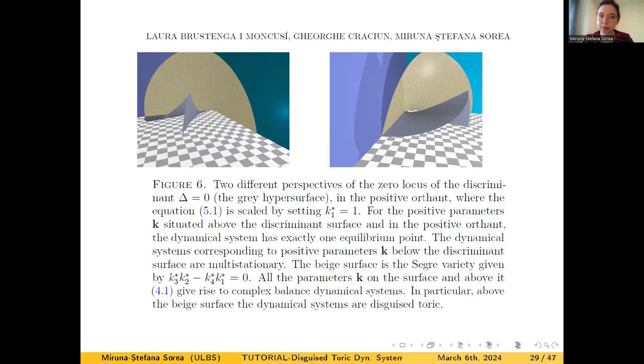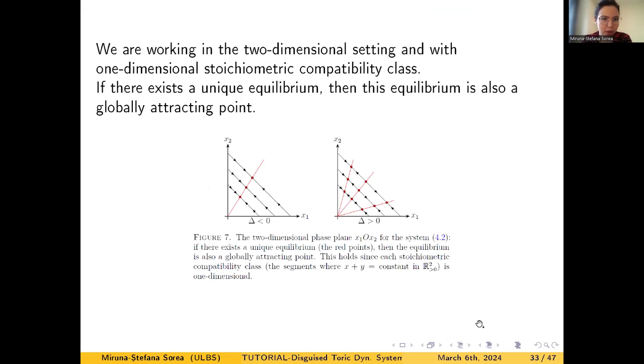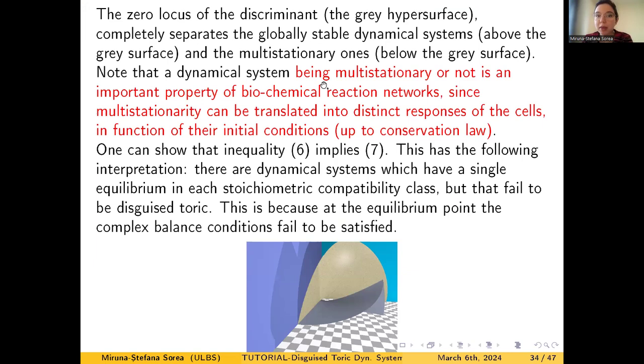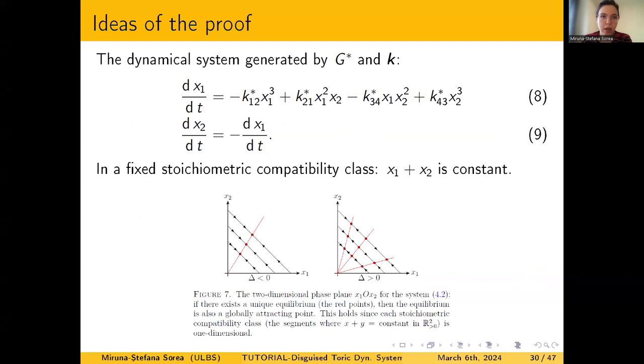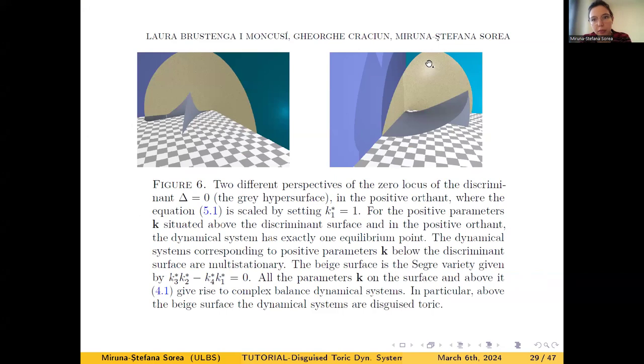I insist on multistationarity because I know it appears also in some other lectures, and because it is worth saying that being multistationary is very important if you think of biochemical reaction networks, because this means there are distinct responses of the cells as a function of the initial condition. You can think of certain diseases or problems in biology and medicine where, depending on where you start, you might end up in some problematic situation. So all the points that lie above the gray surface give rise to dynamical systems with a unique equilibrium. Okay, we are clear.